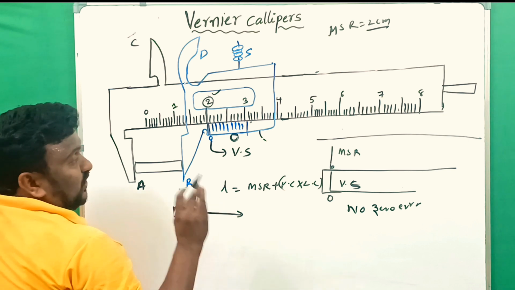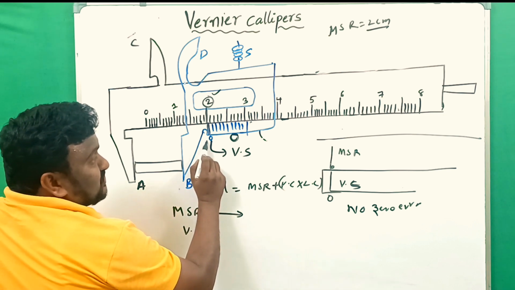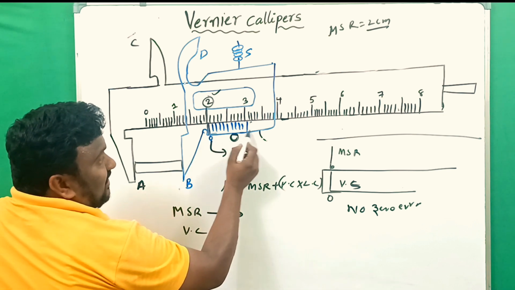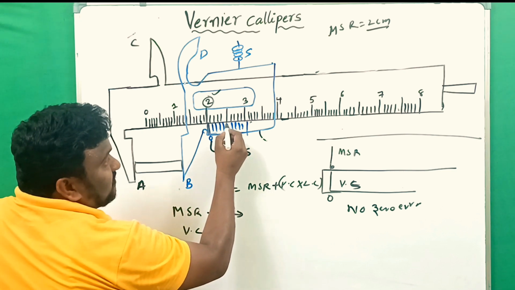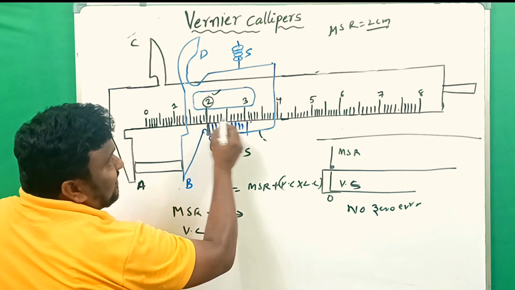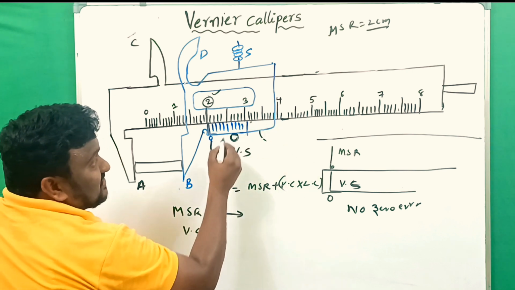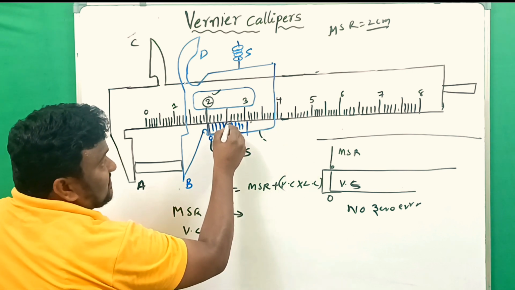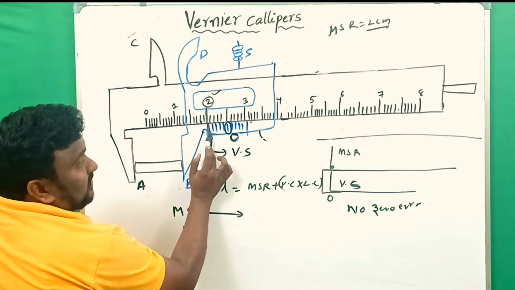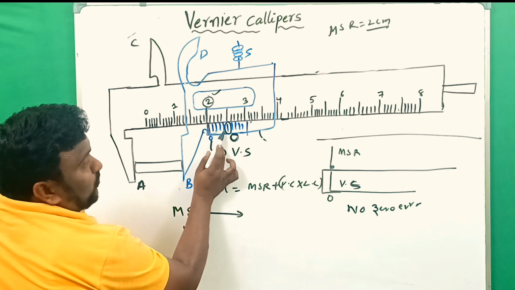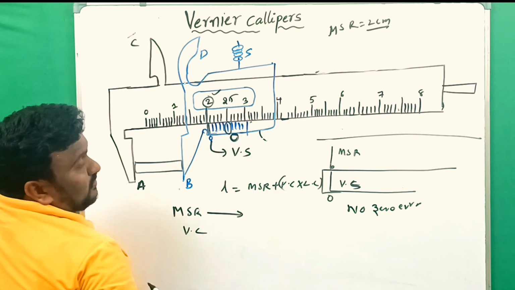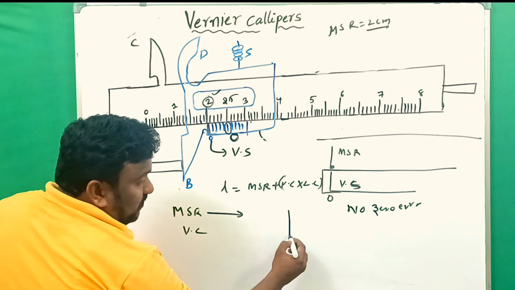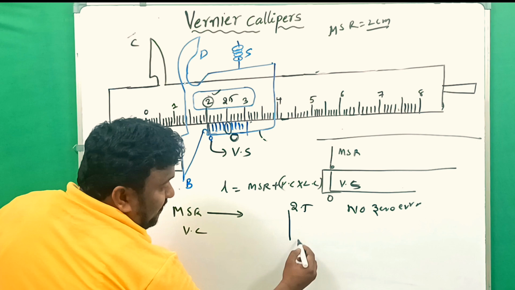Clear? After that you have to check, after the zero, which of the remaining 10 lines coincides with any one division on the main scale. That should be taken as the vernier coincidence. In this case, 1, 2, 3, 4, the fifth line coincides with the 2.5. Clear? So here this is 2.5 on the main scale.